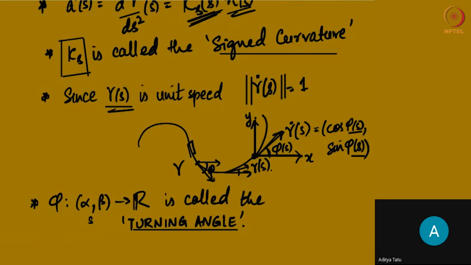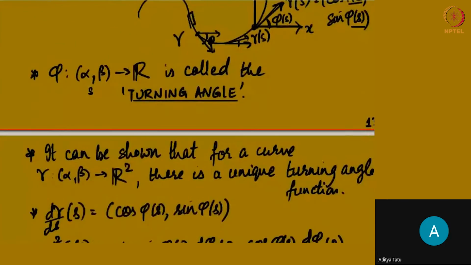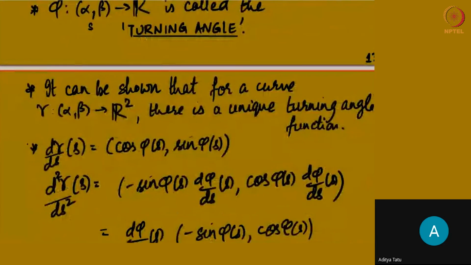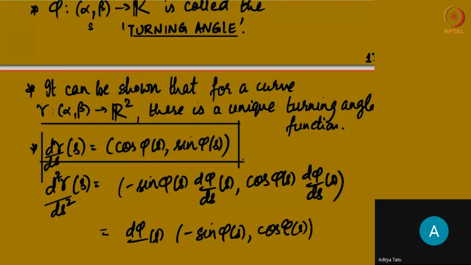Okay, so this basically implies that at every point on the curve, the velocity vector, since I'm using a unit speed curve, can be written as cos phi s and sine phi s. Right, and now a straightforward observation: if I differentiate, we get the acceleration vector on the left. On the right hand side, I should get my signed curvature times the normal vector. So that's what I'm going to do.